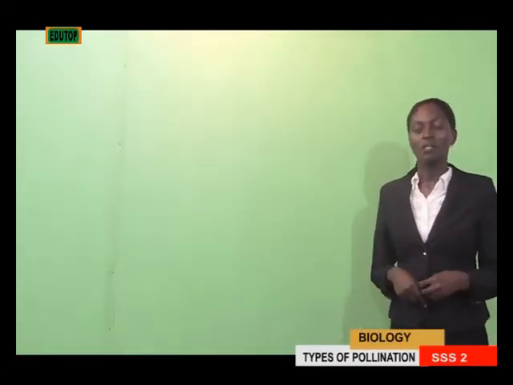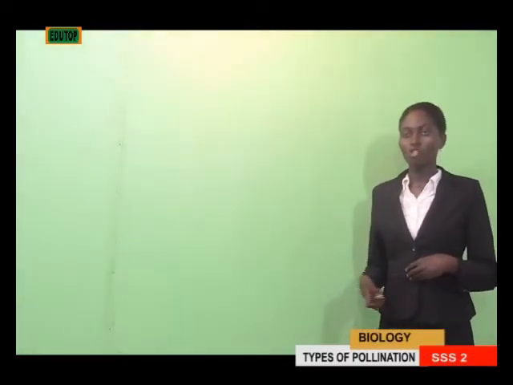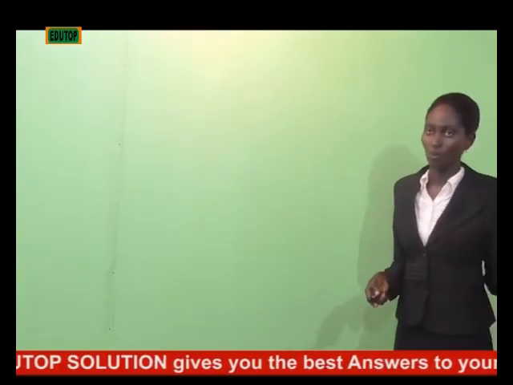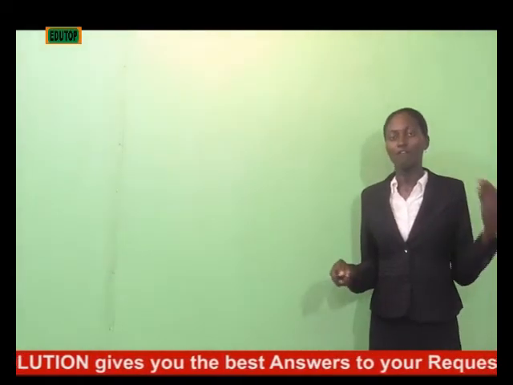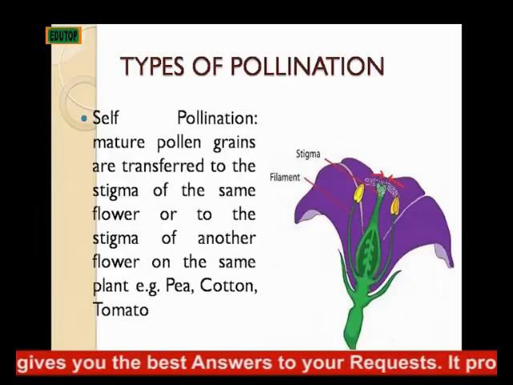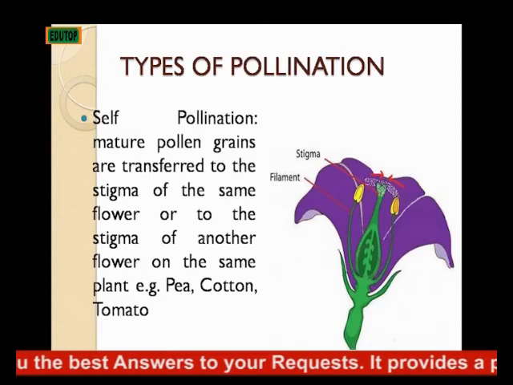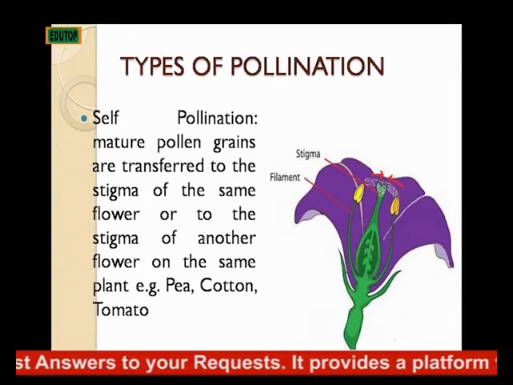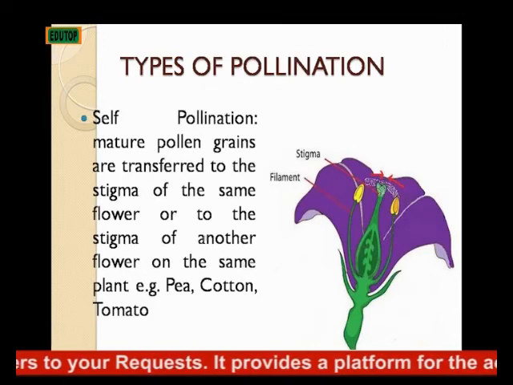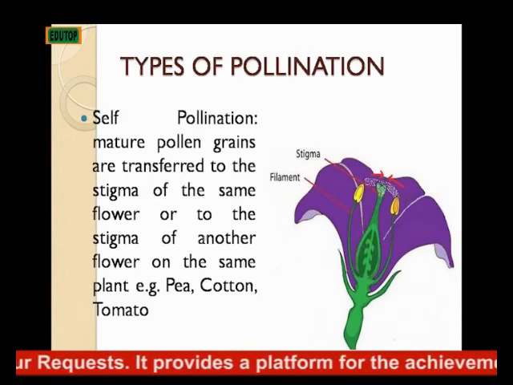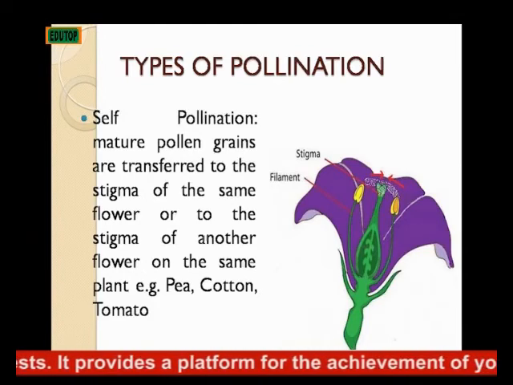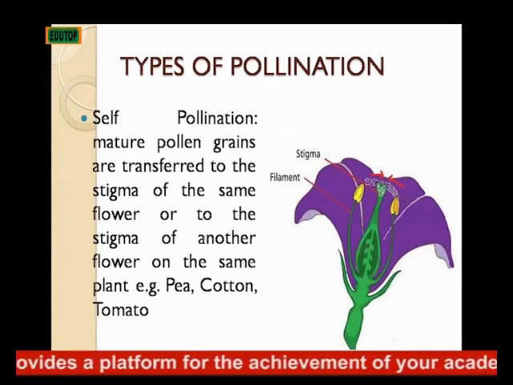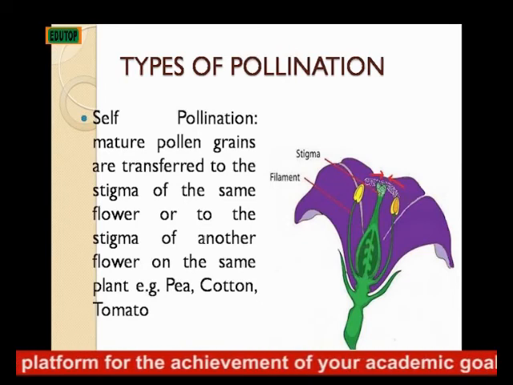And self-pollination occurs in pea plants. It also occurs in cotton. Also, you find it happening in tomato. So those are plants that often undergo self-pollination. Look at this illustration. You see the crossing of pollen grains from the anther to the stigma of the same flower. This is of the same flower. Some is of a different flower, but it's still on that same plant.